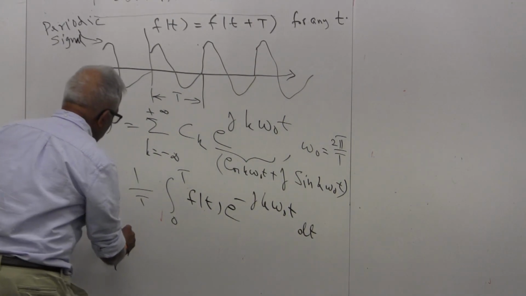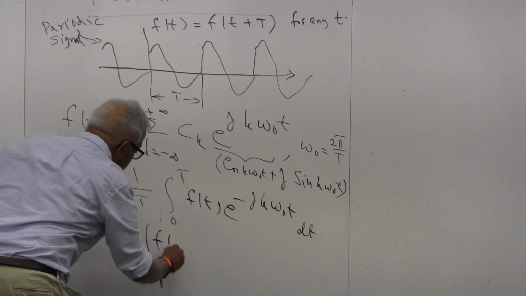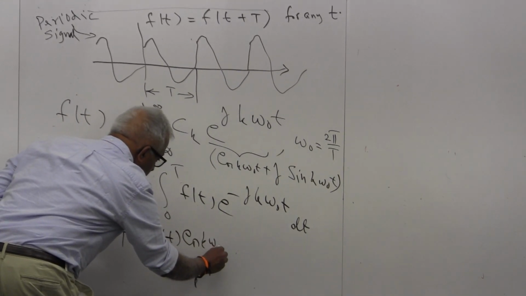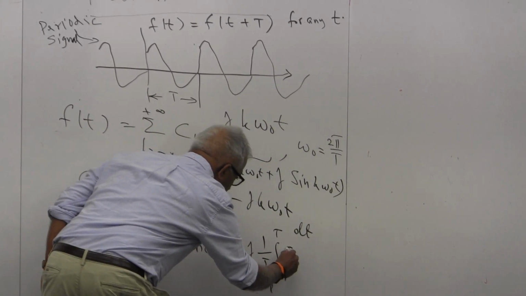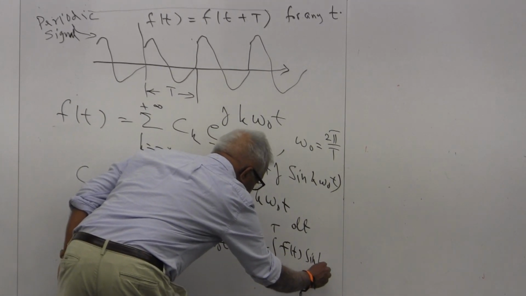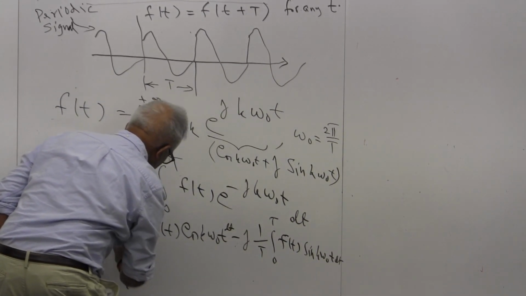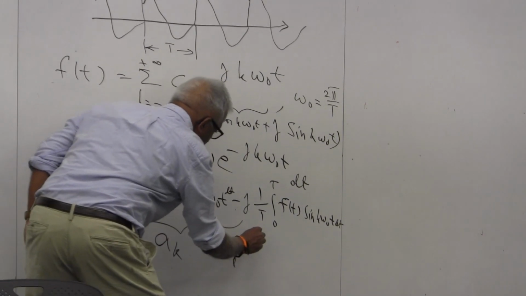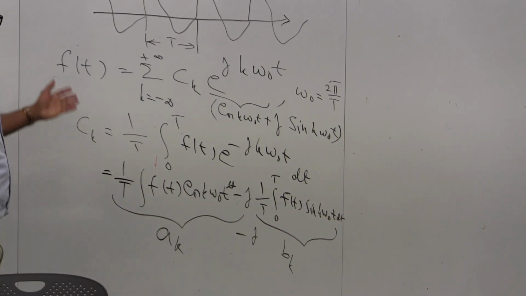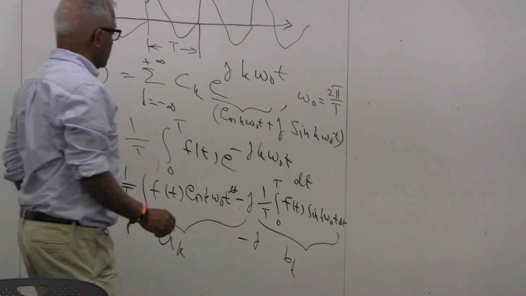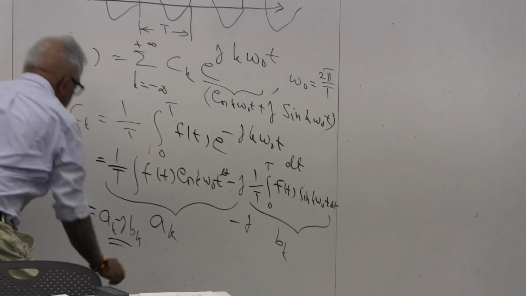So this in general could be complex because this can be written as, if you substitute, 1 over T integral 0 to T f(t) cos k omega naught t, minus j 1 over T integral 0 to T f(t) sin k omega naught t. So if you call this ak, then minus j, this is bk. So in any case you see that the Ck's could be complex. So Ck turns out to be ak minus j bk. So that's our notation.